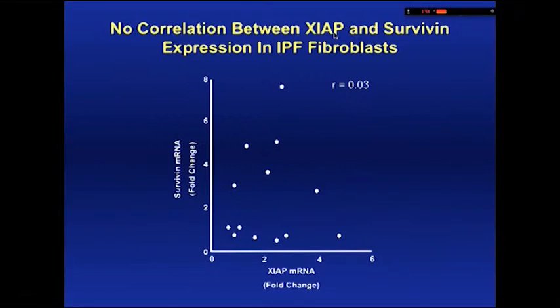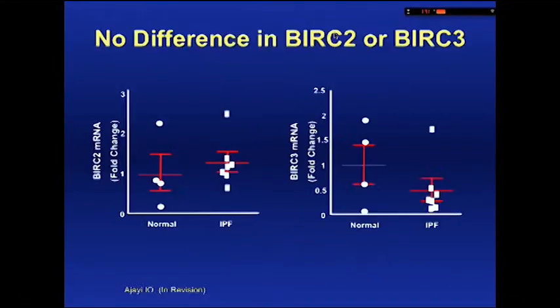Surprisingly, at least to me, there was no correlation between expression of XIAP and Survivin in these IPF fibroblasts at the RNA level. We also looked at two structurally related IAPs, BIRC2 and BIRC3, which are very similar to XIAP, and there was no difference in a subset of the IPF fibroblasts compared to the normal lung fibroblasts.